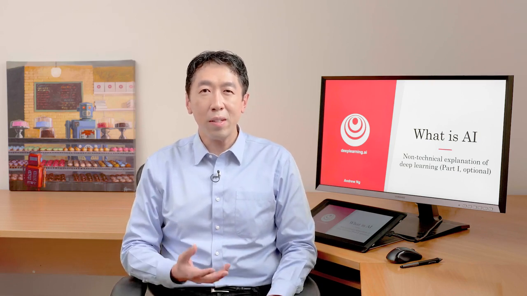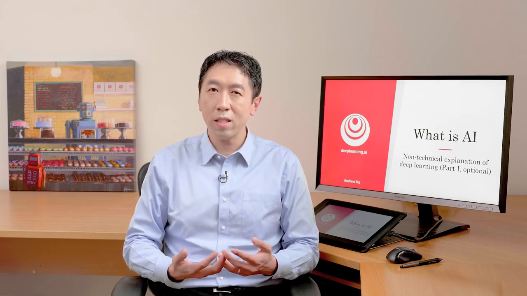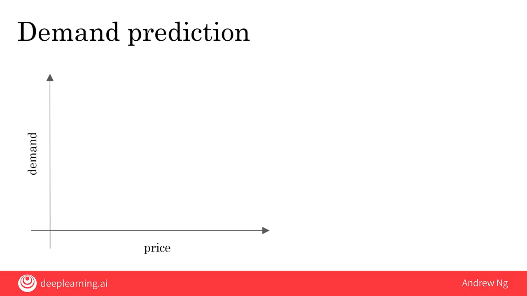The terms deep learning and neural network are used almost interchangeably in AI. And even though they're great for machine learning, there's also been a bit of hype and a bit of mystique about them. This video will demystify deep learning so that you have a sense of what deep learning and neural networks really are. Let's use an example from demand prediction.